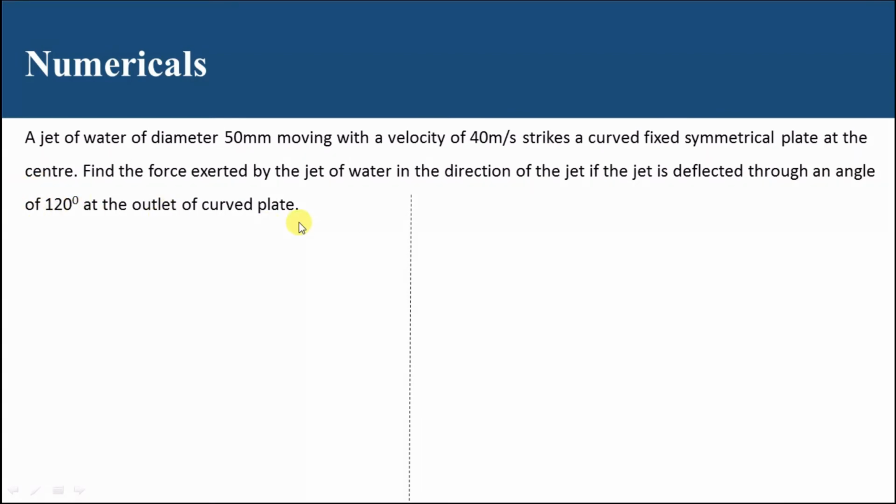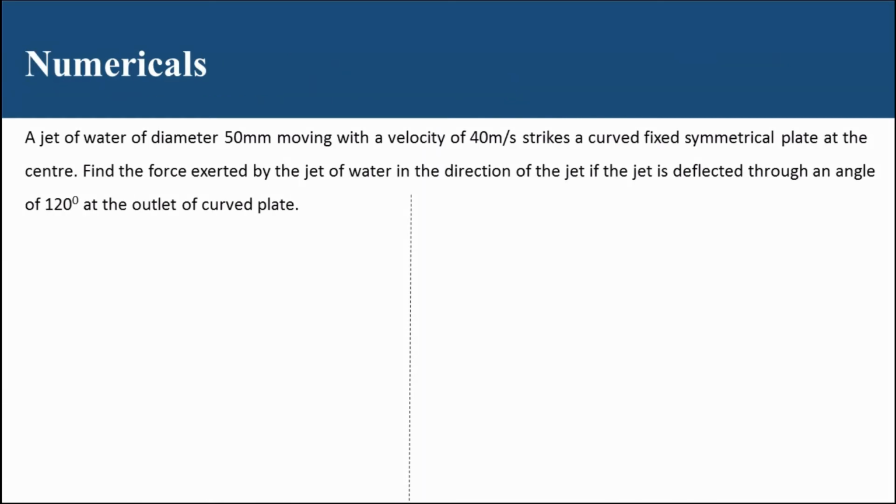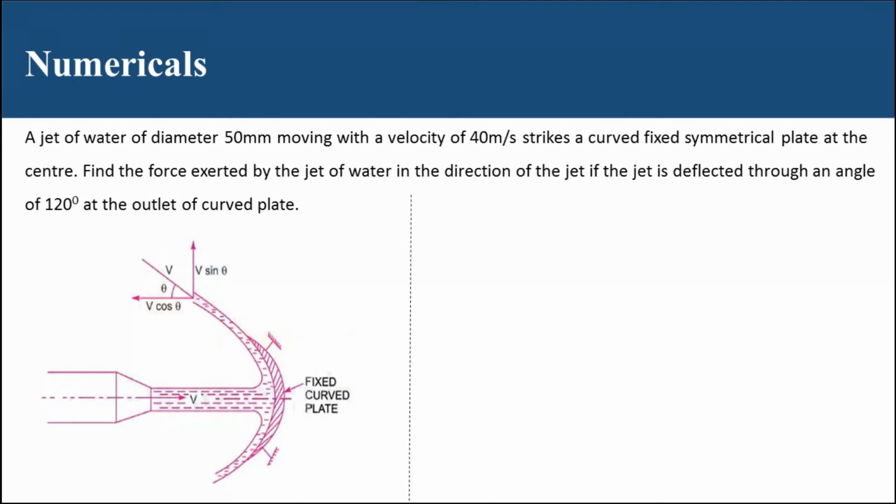Now remember, here they have used the word angle of deflection. So what is angle of deflection? See, this was the initial direction and this is the final direction. So this angle is called the angle of deflection, and it is nothing but 180 minus theta. So 180 minus theta is given as 120 degree. Remember this case: theta is not 120 degree, 180 minus theta is 120 degree.